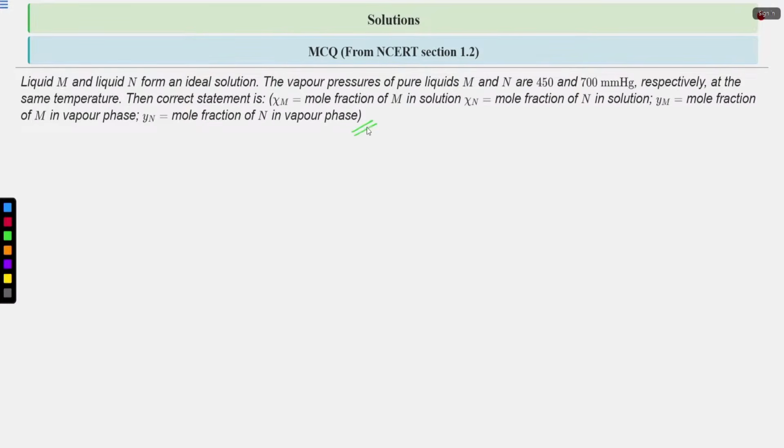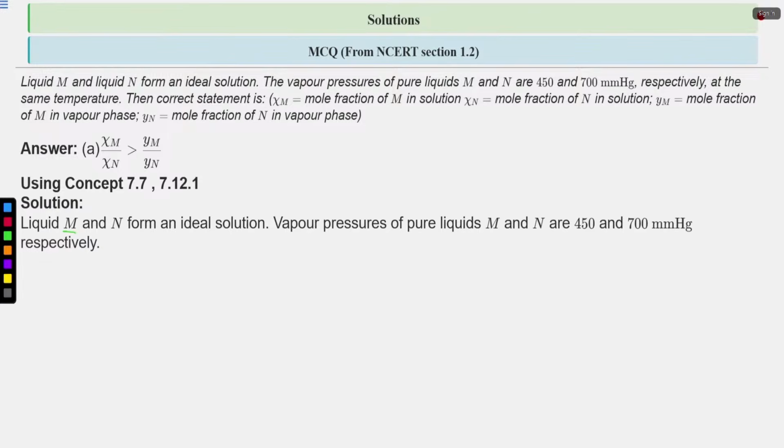For this given question, the correct answer is option A, that the ratio of mole fraction of M and N in the solution is greater than the ratio of mole fraction of M and N in the vapor phase. Using concepts 7.7 and 7.12.1, you can solve this question. Liquid M and liquid N are forming an ideal solution, as already given in the question, right?